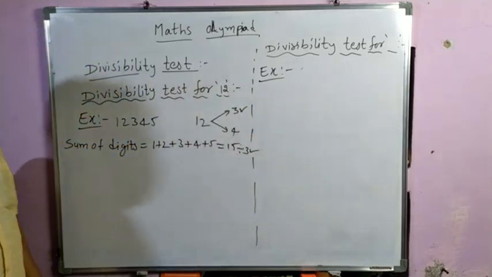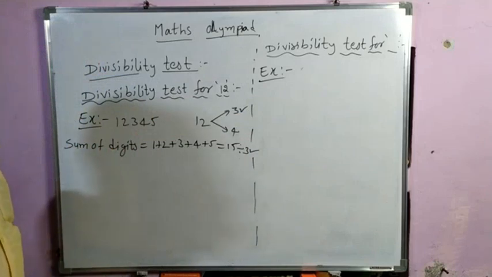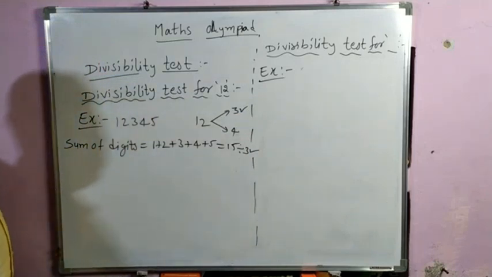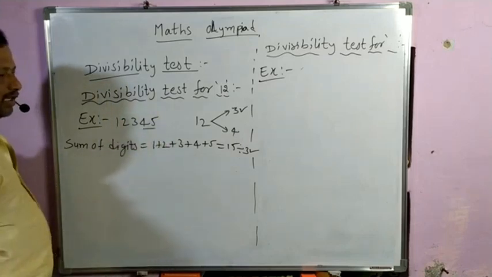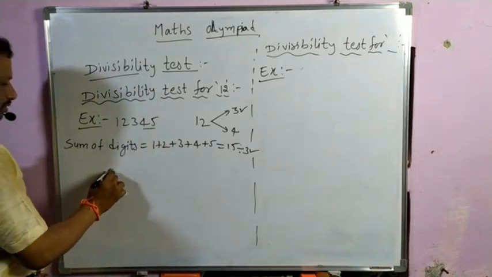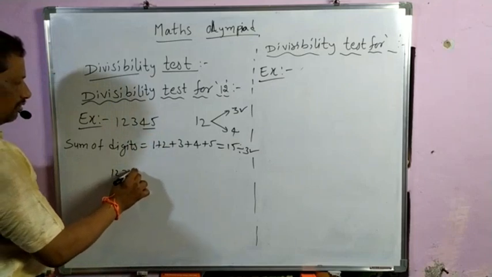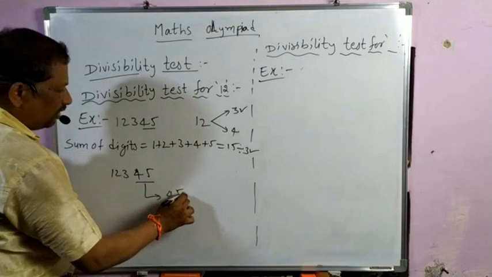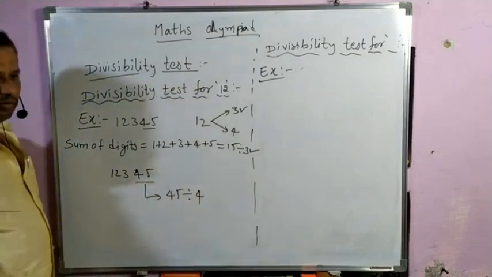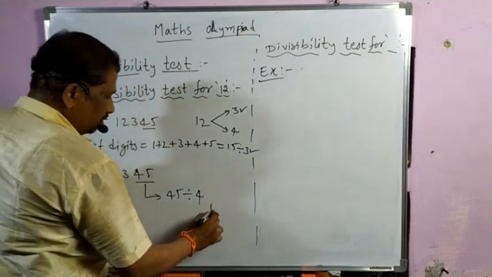Next, divisibility test for 4. What is the divisibility test for 4? If the last two digits are divisible by 4, then the given number is divisible by 4. So, is 45 divisible by 4? No, it is not divisible by 4. So, check it.